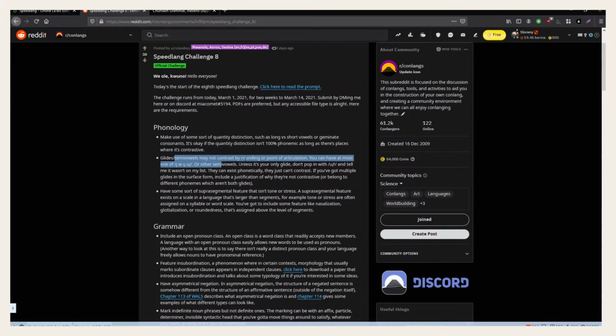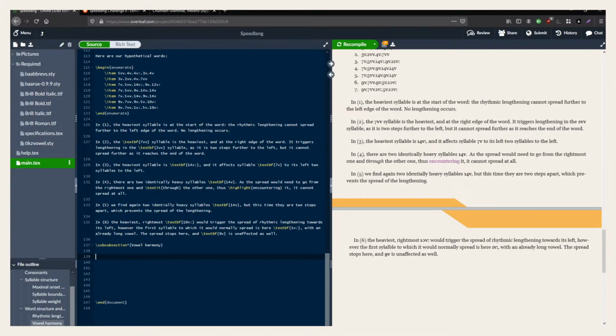Glides and semivowels may not contrast by rounding or point of articulation. What if I do not want to have that phonemically? That's fine. They can exist phonetically, they just cannot contrast. That's perfectly fine. No, I'm not going to call it full consonant harmony because I want it to be more like some type of allophony. But I'll go read the Chumash grammar a bit later.